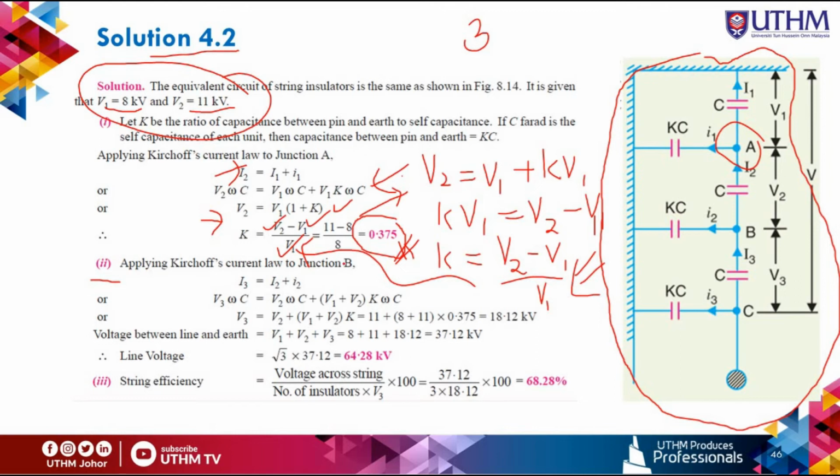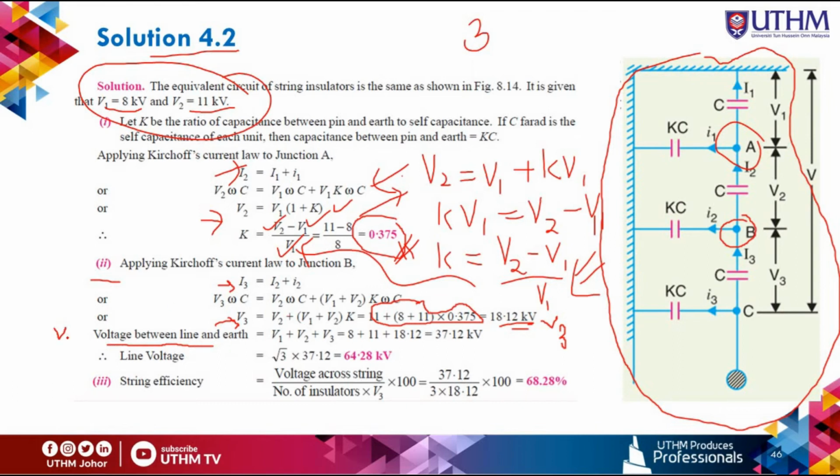Next we want to calculate the line voltage. So we apply KCL to junction B. This is the KCL equation, and then we simplify the equation and get V3 equivalent to V2 plus V1 plus V2 K. We substitute all the values inside here, then we get the value for V3. Then we can get the voltage between line and earth.